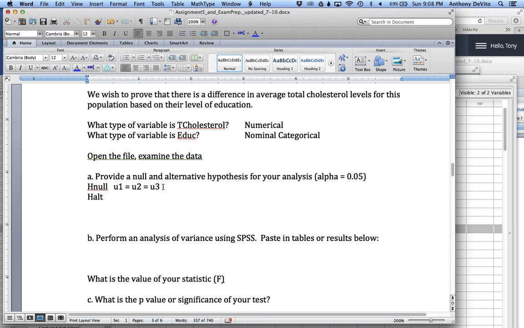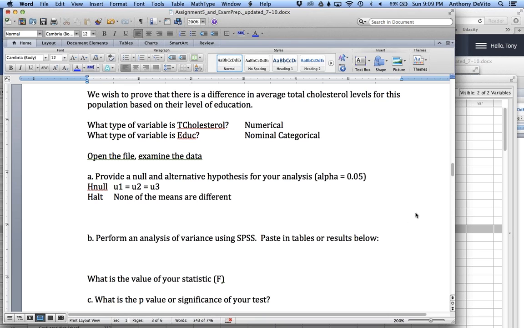But our alternative hypothesis is that none of the means are different. Right? You might put mu1 does not equal mu2 does not equal mu3, but for an analysis of variance, we don't need all of the means to be different. We only need 2 of them to be different. So I'm just saying none of the means are different.